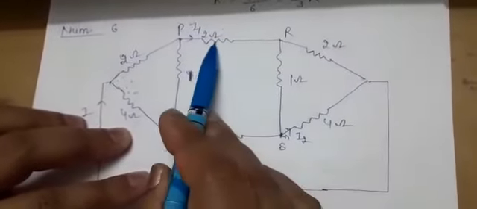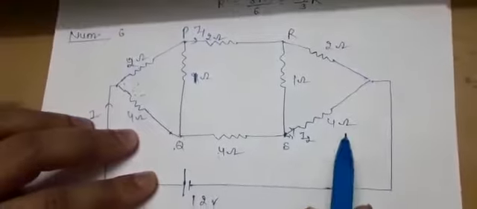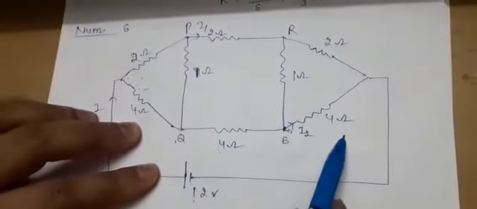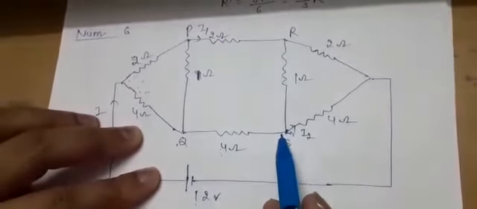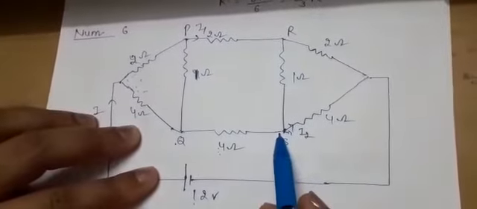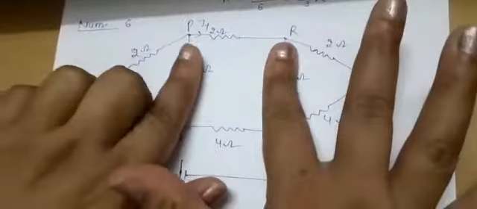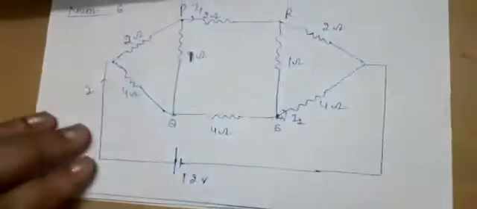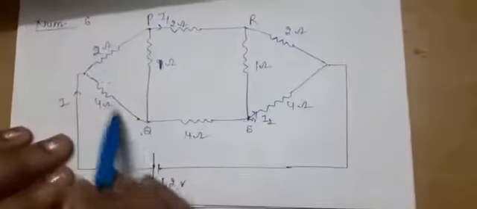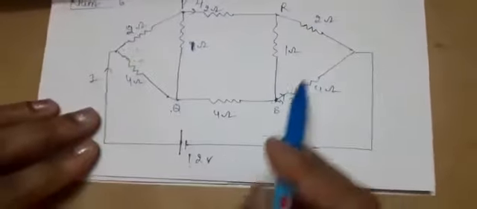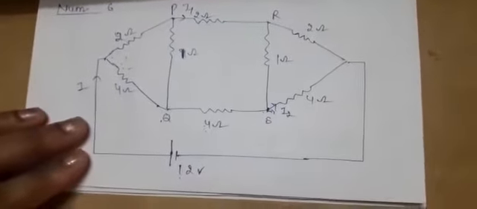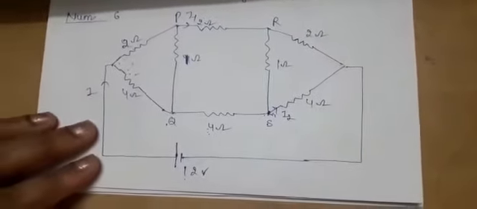Again here 2 ohm, 2 ohm, 4 ohm, 4 ohm. That means again the condition is satisfied. It means R and S will be at the same potential. So from the figure it is clear that these two resistances will not contribute. It means these three will be connected in series and these three will also be connected in series. If you understand this particular point, there will be no problem.